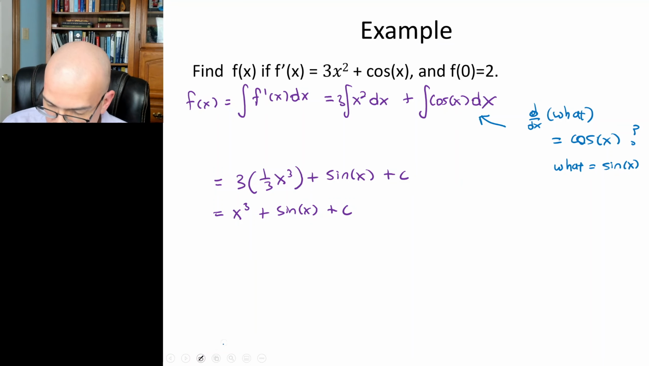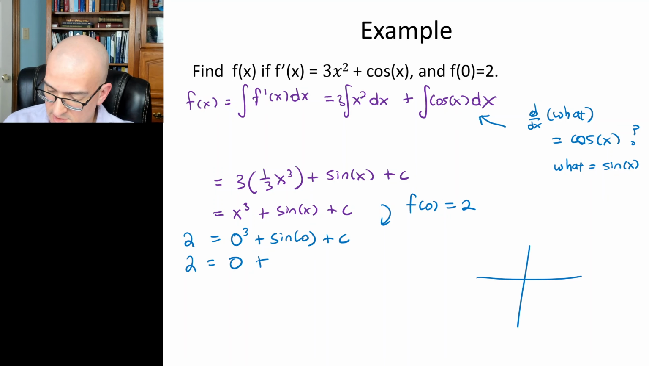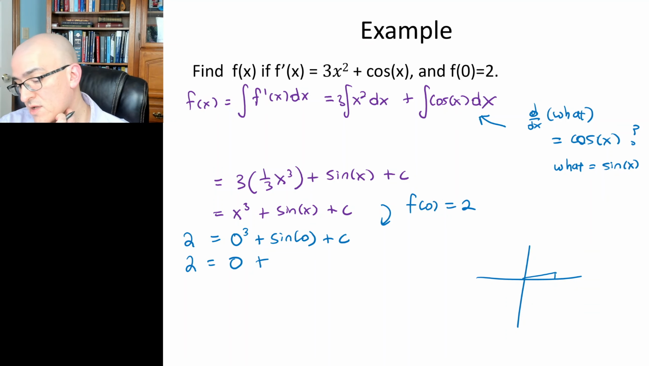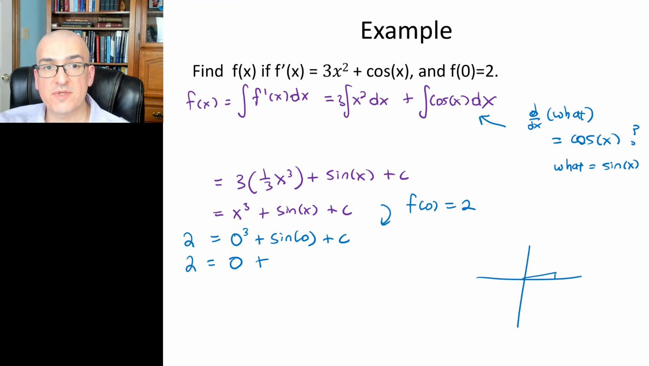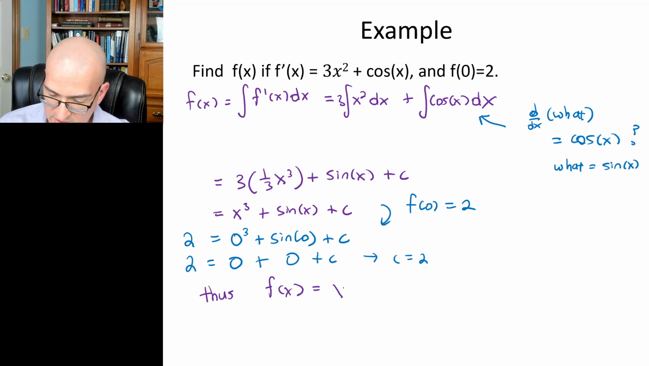Now we're going to use our information. What is f of 0? F of 0 is equal to 2. So 2 is equal to 0 cubed plus the sine of 0 plus c. So 2 is equal to 0 plus sine of 0, sine of an angle that's pointed straight to the right. So I think about that tiny triangle. When you shrink that angle down to nothing, the opposite side in that triangle is going to be very short. It's going to be 0 high, and sine is opposite over hypotenuse. So you're going to have 0 divided by whatever that hypotenuse is, which is 0, plus c, and that means that c is equal to 2. And we can make our conclusion. Thus, f of x is equal to x cubed plus the sine of x plus 2.